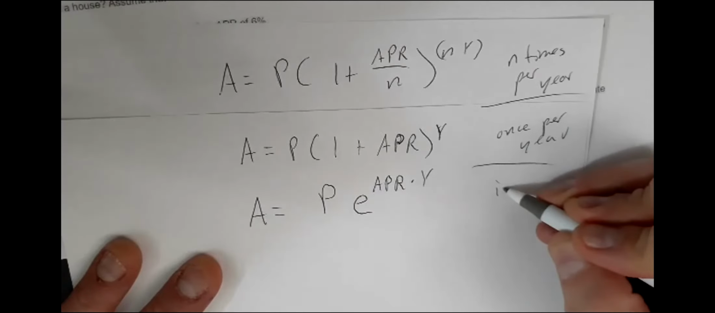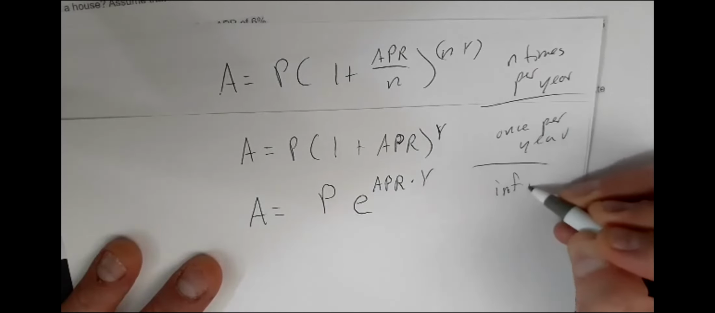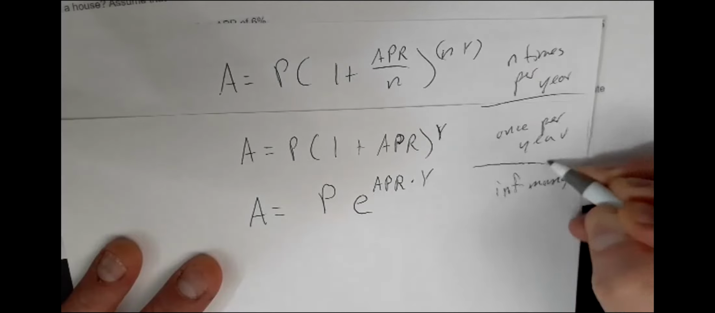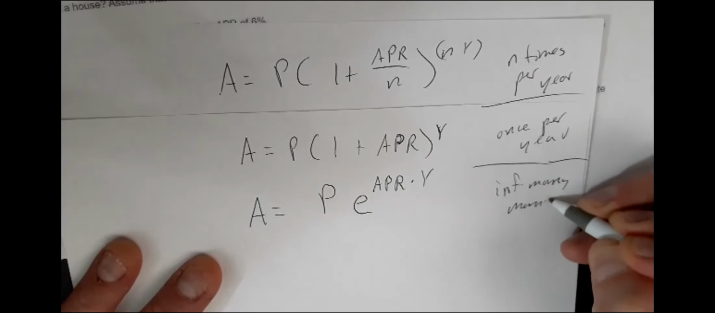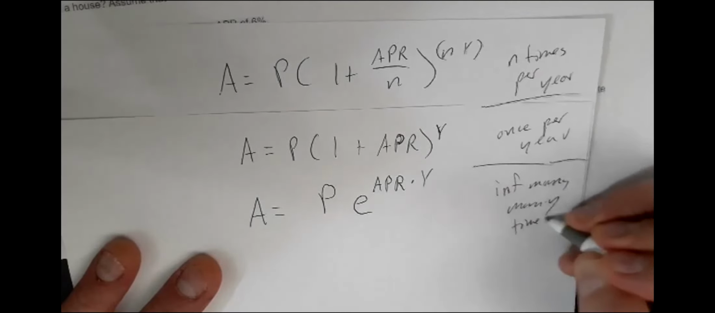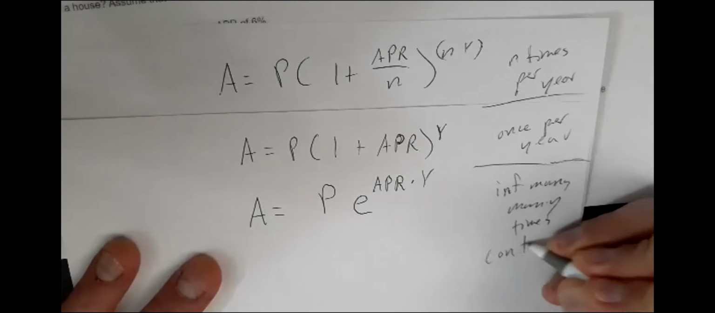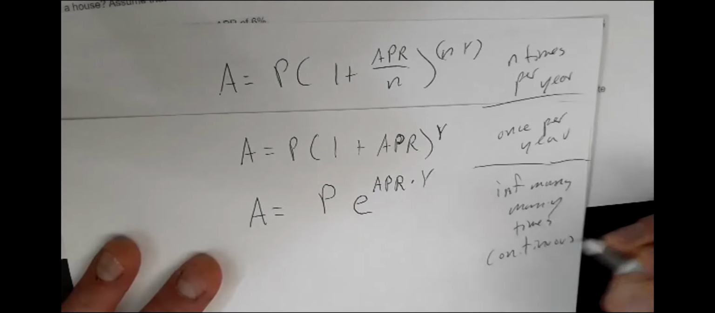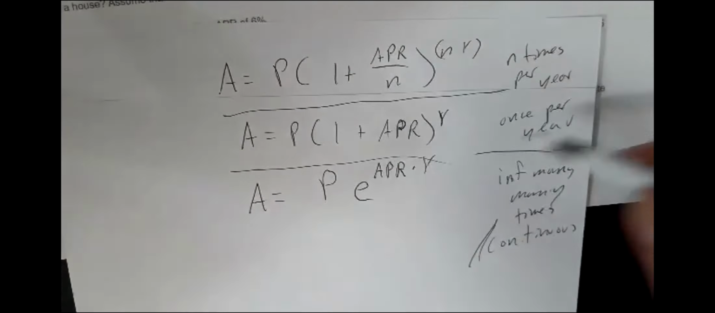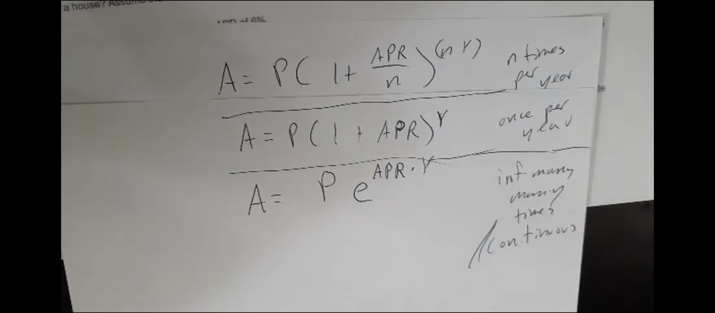And this is kind of like infinitely many times per year, right? Infinitely many, whatever the heck that means. We call it continuous, is the word that we use. So it reaches a sort of limit when it reaches infinity. It's what we talked about in the notes.